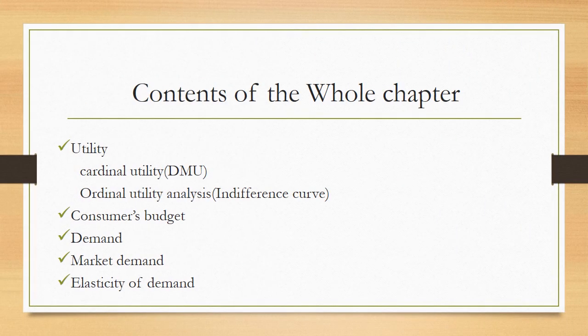Here are the contents of the chapter. Here we discuss utility. Under utility, there are two different approaches: the cardinal utility approach, and the other one, the ordinal utility approach. Two important theories. Under cardinal utility, we study diminishing marginal utility.